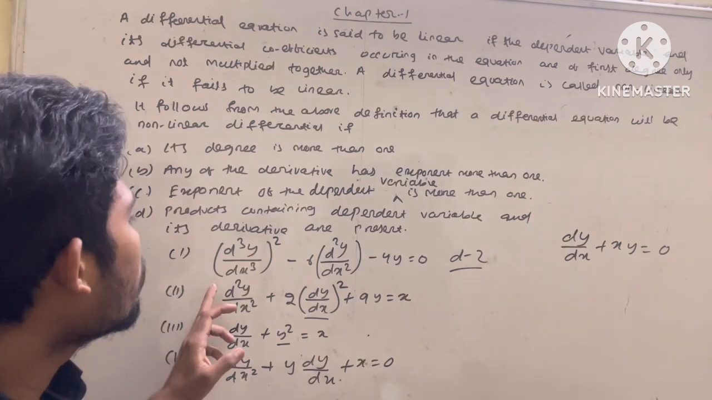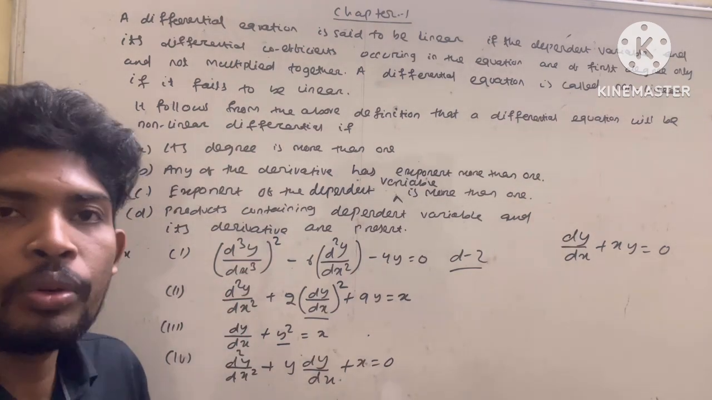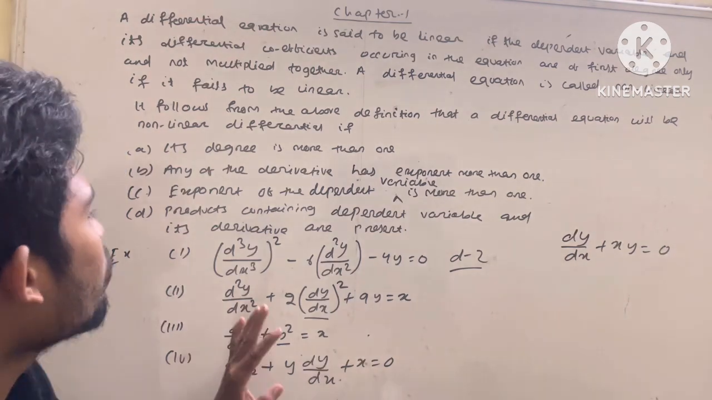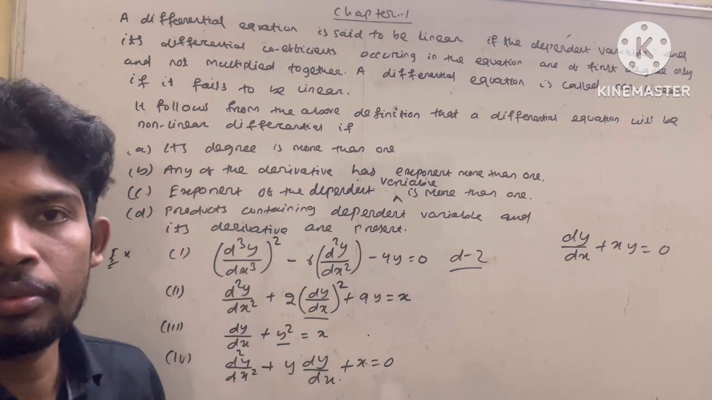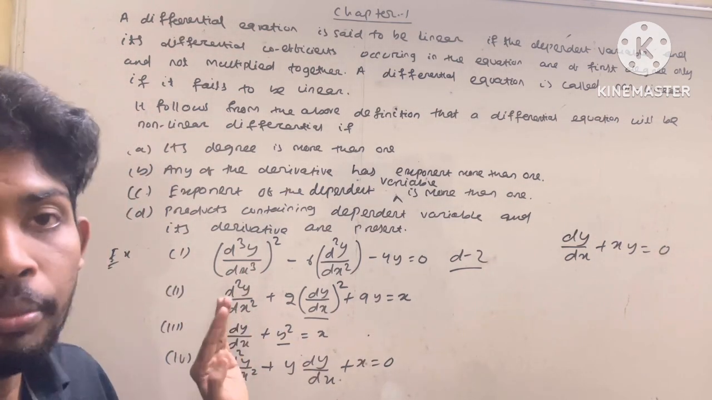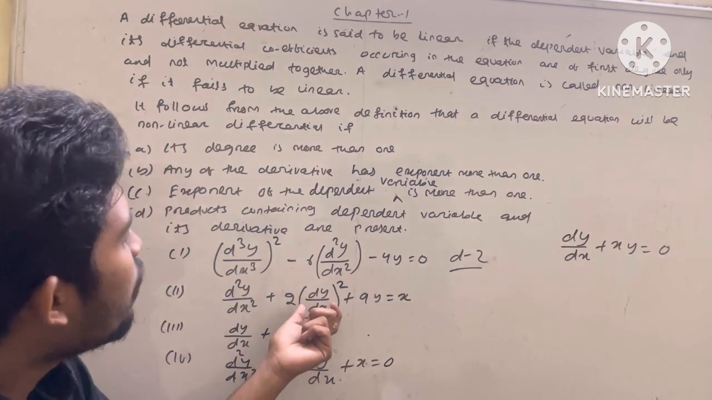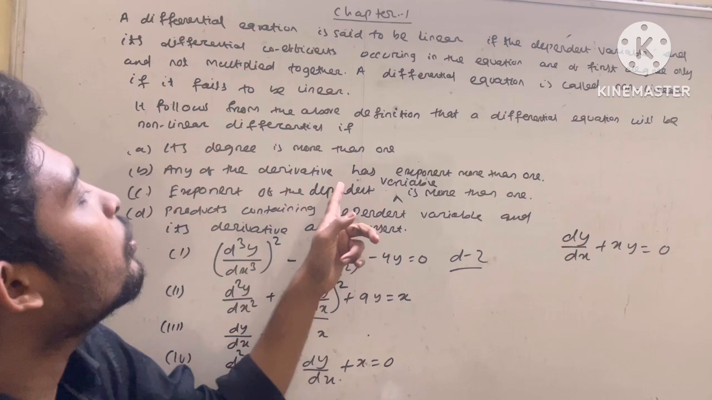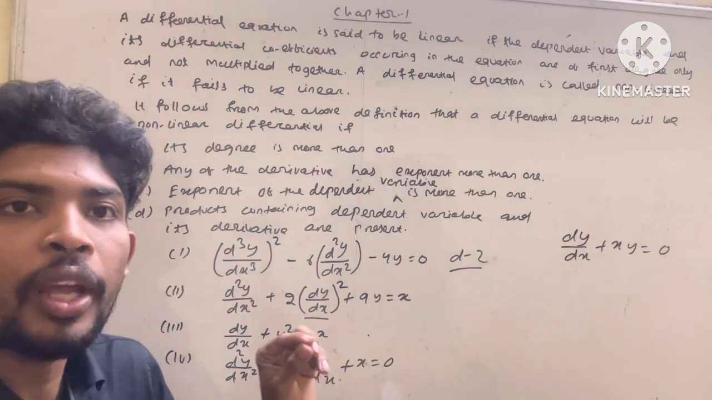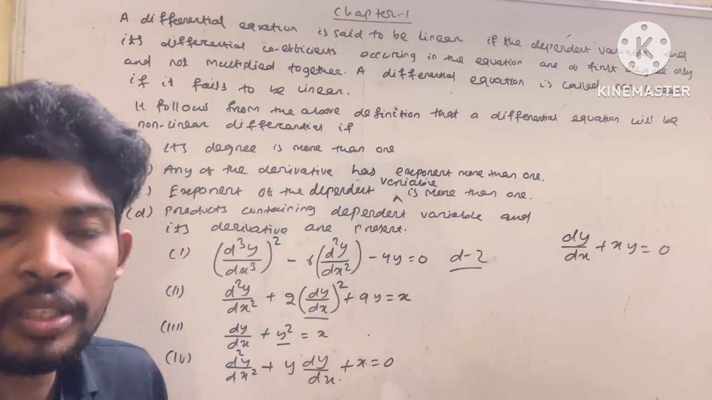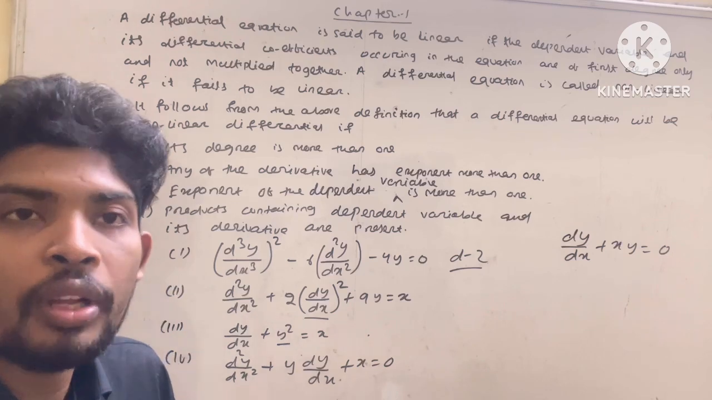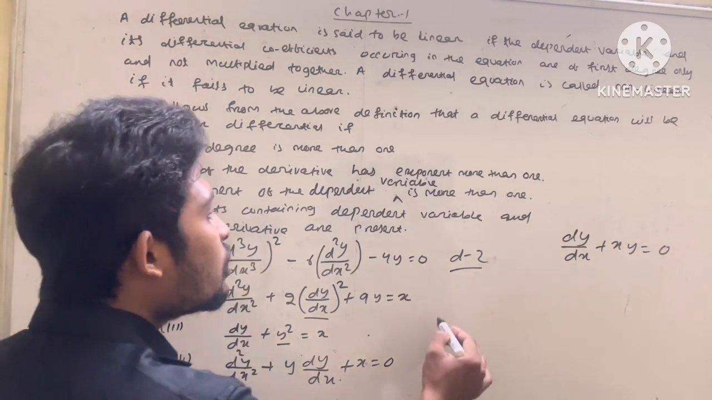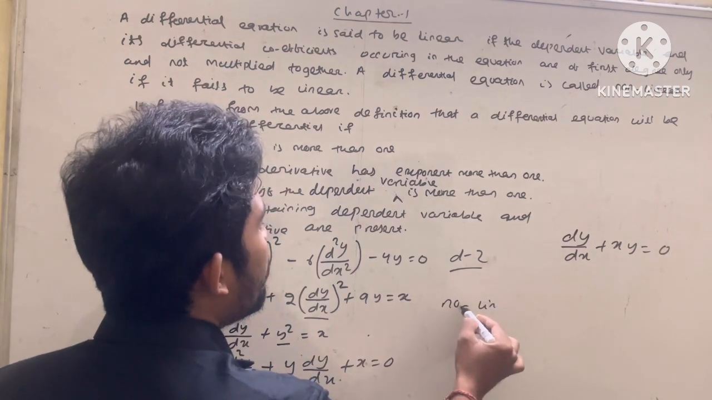Look at the second example. d square y by dx square plus 2 into dy by dx plus 9y is equal to x. There is no problem with the degree being more than 1, so the degree is 1. But look here at dy by dx. Look at the second condition: if any derivative, like dy by dx, is present and its exponent is more than 1, then this is not a linear differential equation. This is non-linear, right?